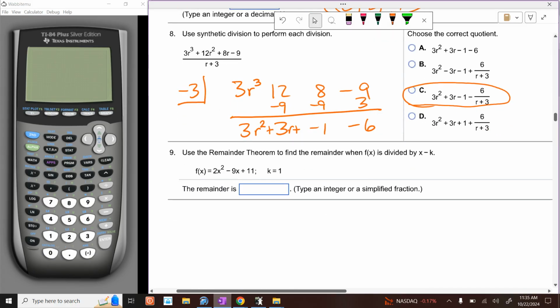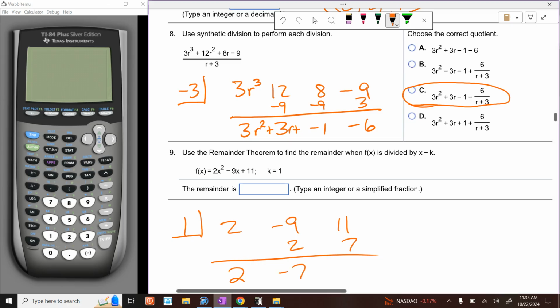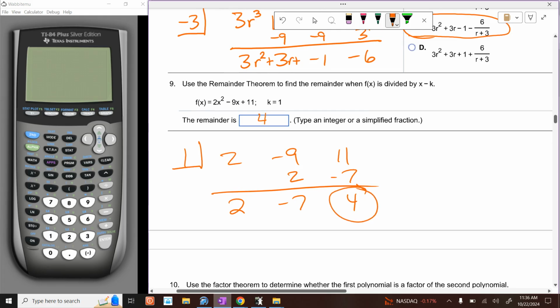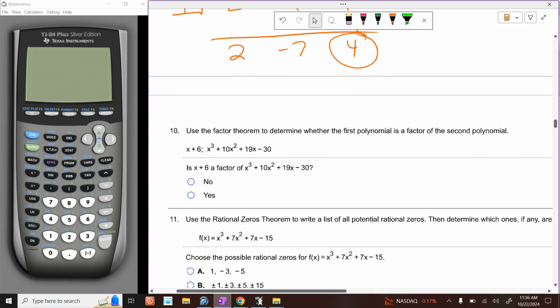The remainder theorem. Again, synthetic division. 1 is there. 2, negative 9, 11. 2 drops down. 2 times 1 is 2. Negative 7 drops down. Negative 7 is there. 4 drops down. We have a remainder of 4. Would 1 be a factor of this function? No, because you have to have a remainder of 0 for it to be a factor.